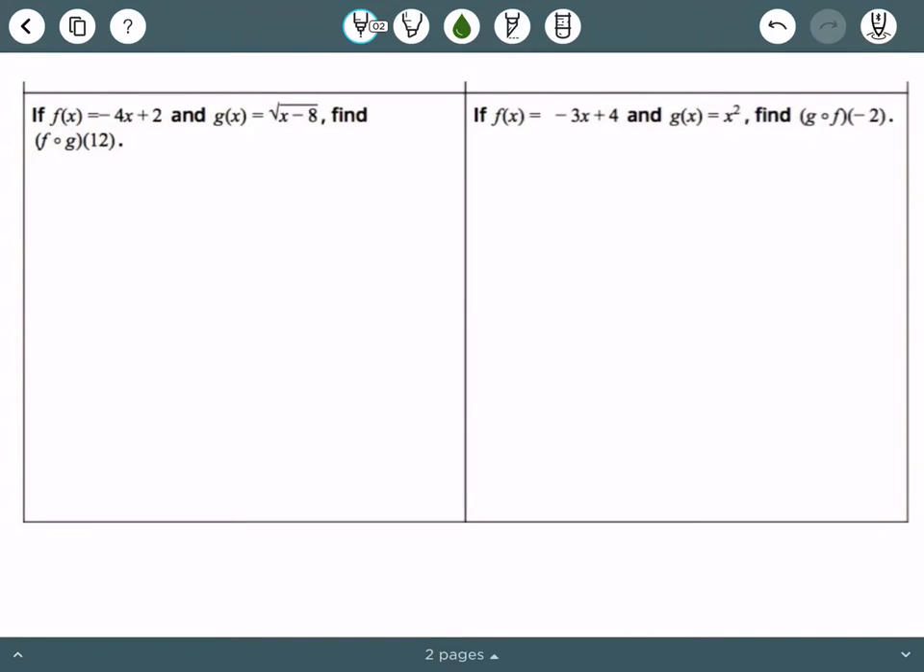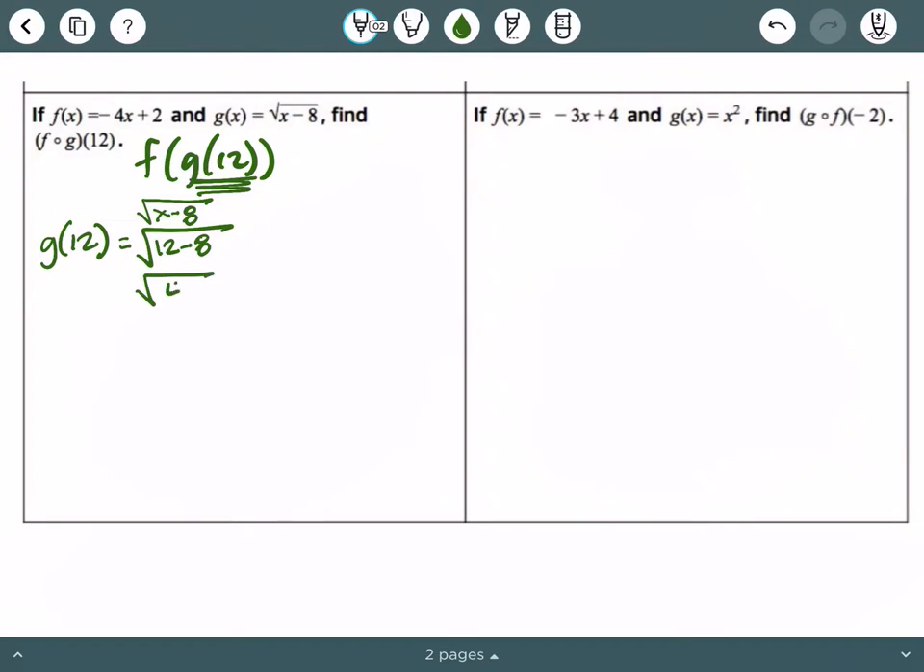So for this one says f of g of 12. So I'm going to find g of 12 first. So I have g of 12. My g equation is the square root of x minus 8. So in this case I would have 12 minus 8. 12 minus 8 is 4. The square root of 4 is 2. So g of 12 means 2. So if I was going to write this again, now instead of writing g of 12, right, g of 12 has turned into the number 2.